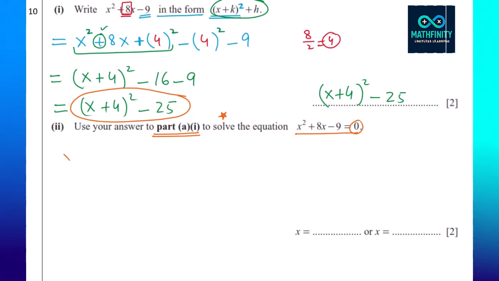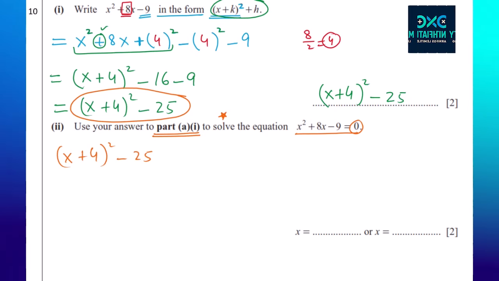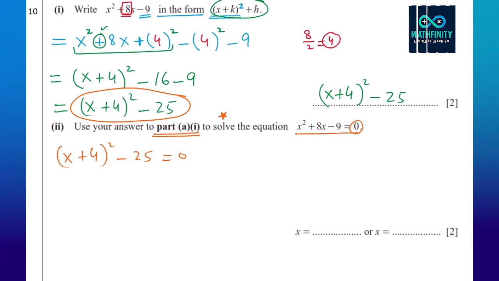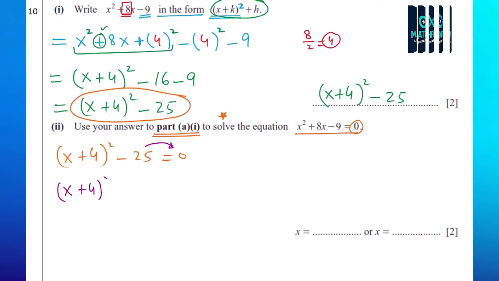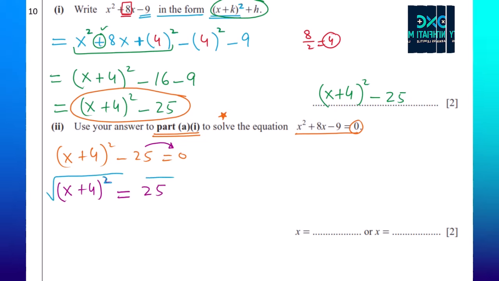So what we have to do, x plus 4 whole squared minus 25 equal to 0. From here, we have to separate the value of x step by step. First, I will shift this -25 to the other side. X plus 4 whole squared will give you +25. Now, we want to remove this square. So, I will take the square root on both sides, so that we can cancel this and this.